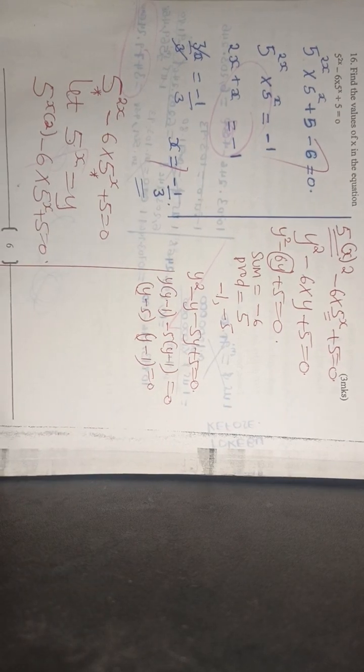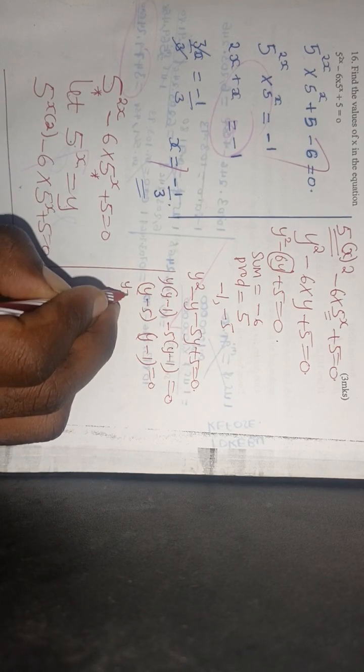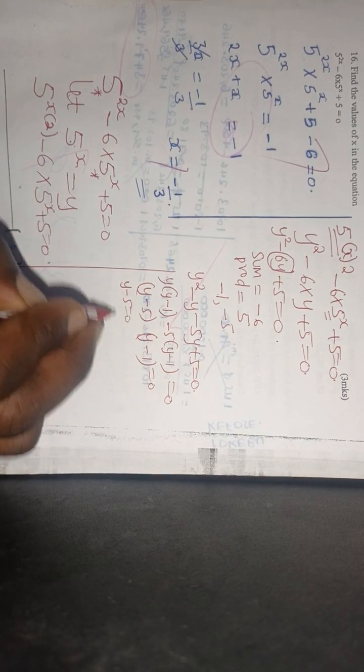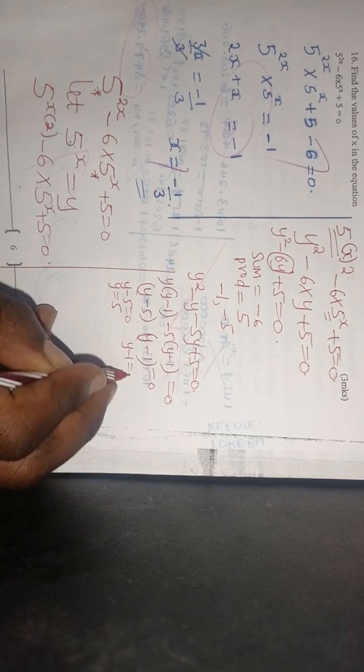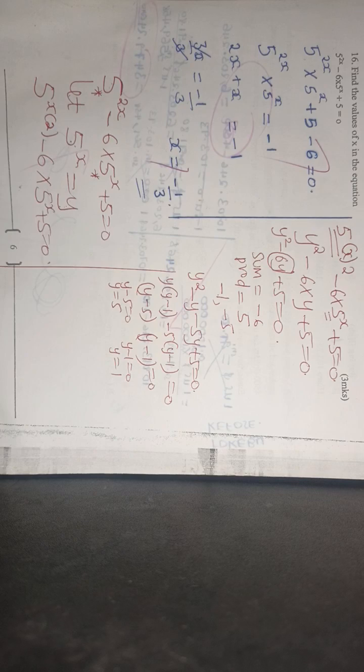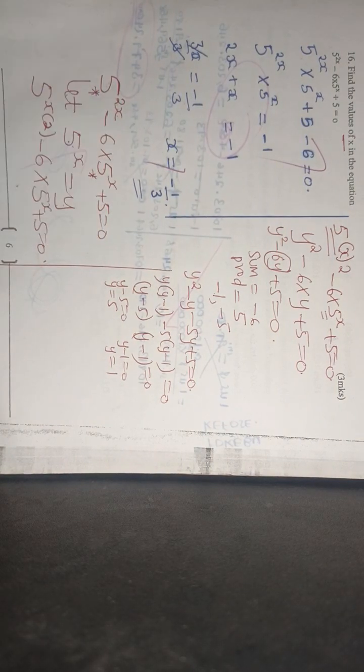So that you can come up and say y less 5 is equal to 0. So that means y is equal to 5. Then y less 1 is equal to 0. Then that means y is equal to 1. But we were not told to get the values of y. We were told to get the values of x. Find the values of x in the equation.